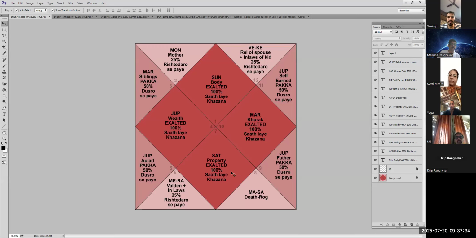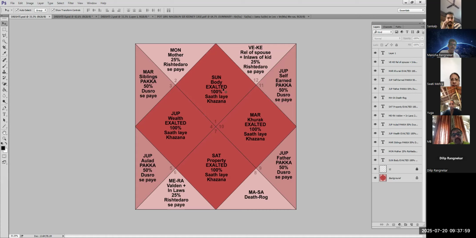So the seventh house's good, bad, ugly. It's not Saturn. The seventh house's good, bad, ugly will tell you about that fellow's property. The good, bad, ugly of the 10th house, where the thing is Mars, is about khurak, food, whether he is someone who eats and drinks well. That will be seen from here.